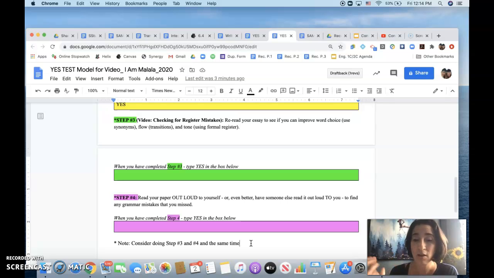Or if someone in your family, or if you have a tutor, it's okay to share your essay with a tutor, like through Google, and they can read it out loud to you, or you can share your screen when you're Zooming with them, and have them read it out loud. Okay? And you're going to find more mistakes that you might not have noticed. Okay? And that's it. That's the end.